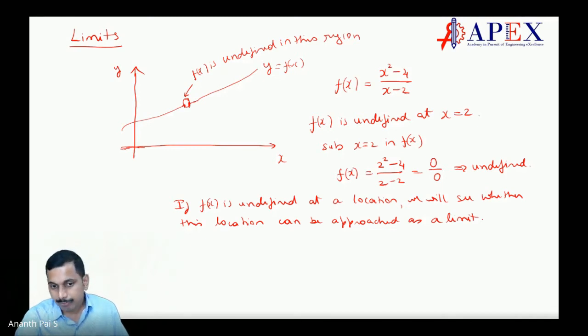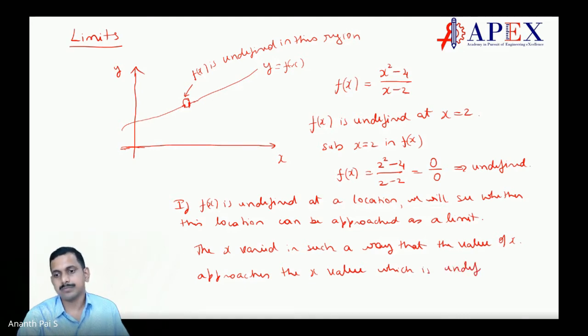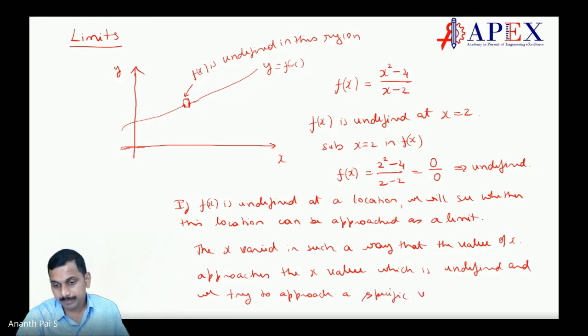What does that mean? The x is varied in such a way that the value of x approaches the x value which is undefined, and we try to approach a specific value of y. How does that happen? We will see with this one. Next slide we will see this.